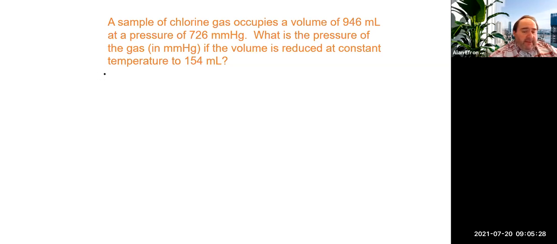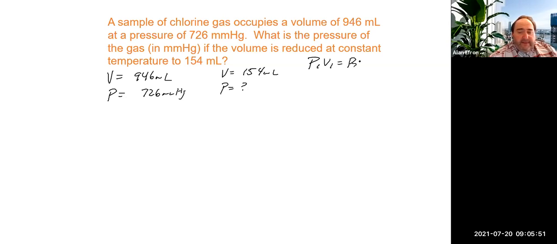So 946 milliliters is obviously a volume. We have a pressure that's 726 millimeters of mercury. We want to know what the pressure is if the volume is 154 milliliters. So you can pretty much see Boyle's law there, which is P1 V1 is equal to P2 V2. It doesn't matter which ones you put as ones or twos, as long as you keep the numbers that go together together. So we'll call these guys ones, we'll call these guys twos, and in this case, we're solving for P2.